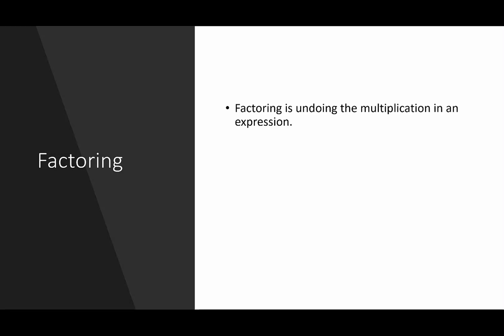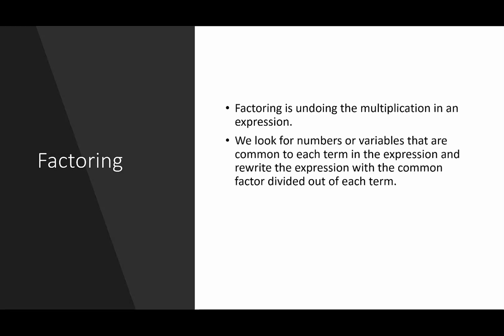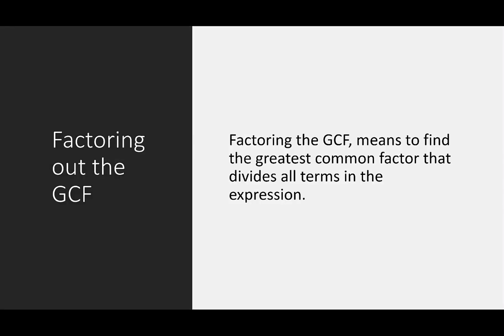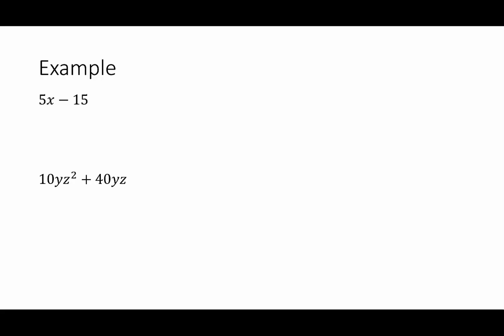Factoring is undoing multiplication in an expression. We look for numbers or variables that are common to each term of the expression and rewrite the expression with the common factor divided out of each term. Our result will look different, but will be equivalent to our original expression. Factoring out the GCF means to find the greatest common factor that divides all terms in the expression. Let's look at a few examples to see how we could do that.